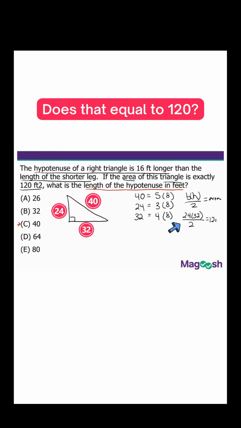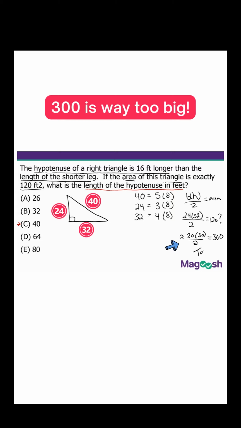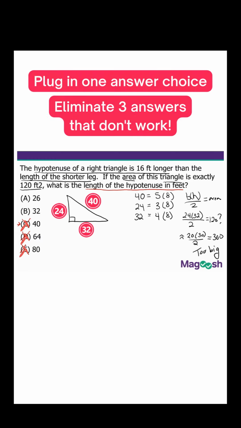Does that equal 120? Well, I don't want to do 24 times 32. I want to make this easier. That's about the same thing as saying 20 times 30 over 2, and that is going to be 300, which is way too big. So I'm looking for 120, and 300 is a lot larger than that. The beautiful thing is I can get rid of 40, but I can also get rid of 64 and 80 because those are just going to be even larger values. Plug in one answer choice, eliminate 3 answers that don't work.